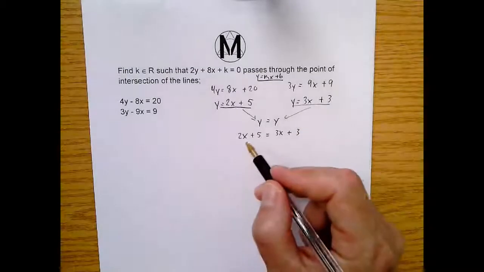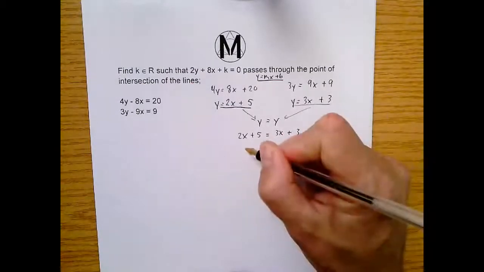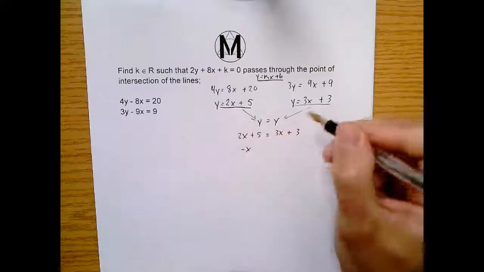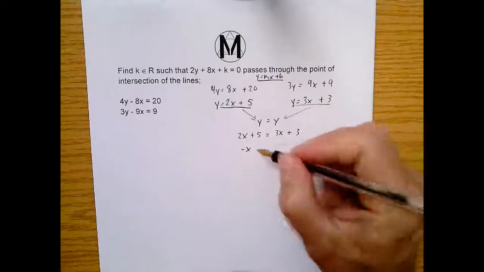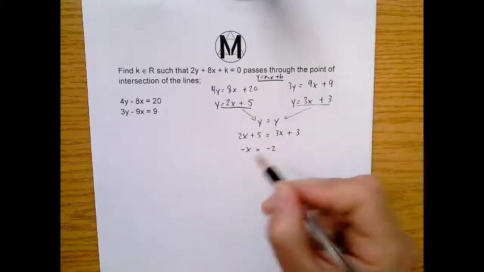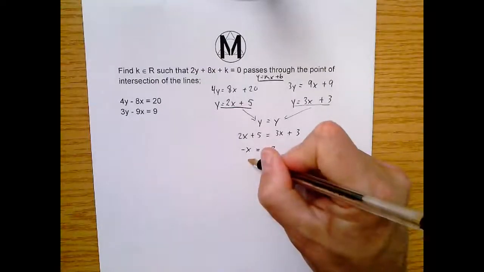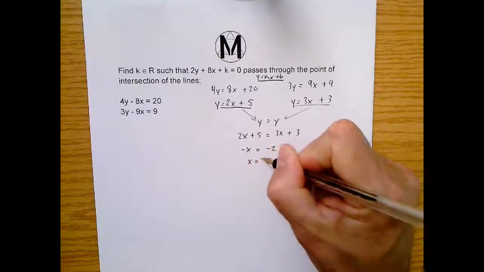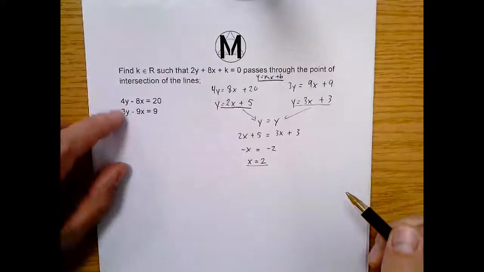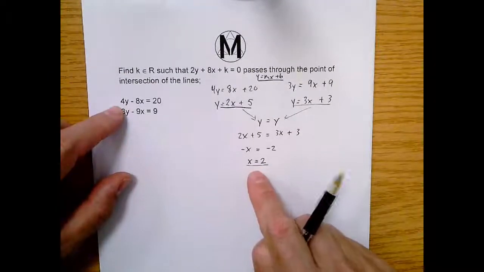All right, so I'm going to subtract 3x from both sides. That's going to give me negative x, because 2x minus 3x is negative 1x. And then I'm going to subtract 5 from both sides, and that's going to give me negative 2, because 3 minus 5 is negative 2. Divide out the negative. So now I know that x is 2. What this tells me is when these two things intersect, the x-coordinate is 2.